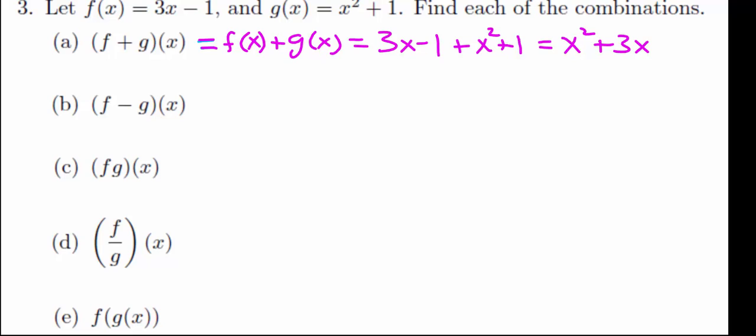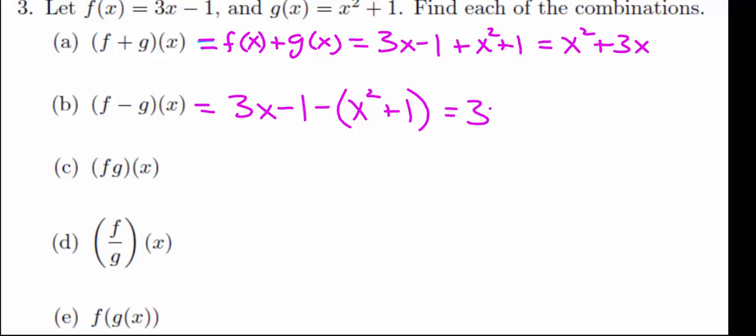Now the next one, we've got f minus g of x. And anytime you're dealing with negatives or minus, you've got to be careful because there's a potential to make a mistake. So here's what we've got here. We've got 3x minus 1 minus, now the tendency is just to do this. No, don't do that. Don't forget, you're subtracting the whole thing. Subtracting the whole thing. Because, see what happens here.